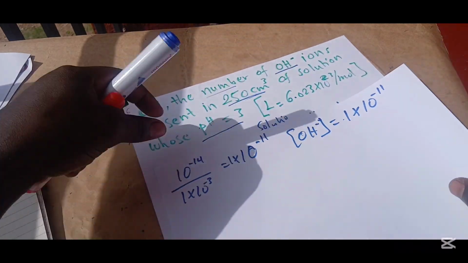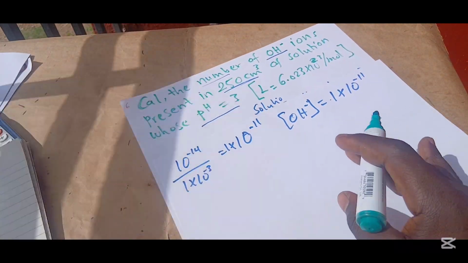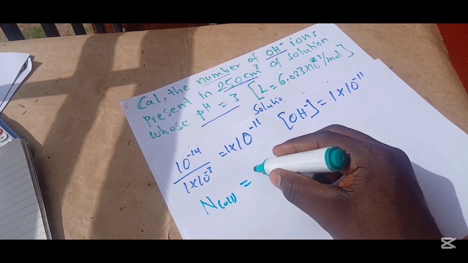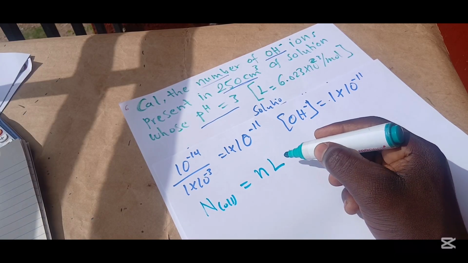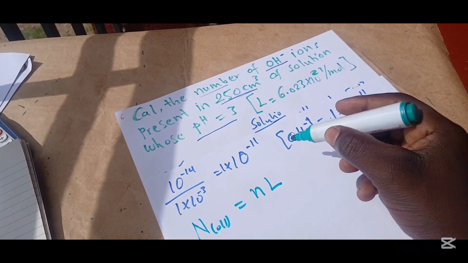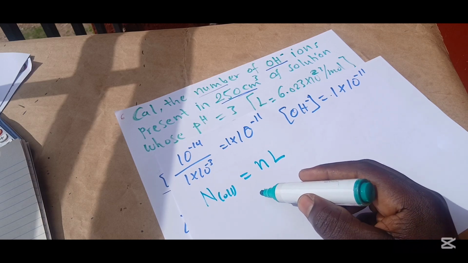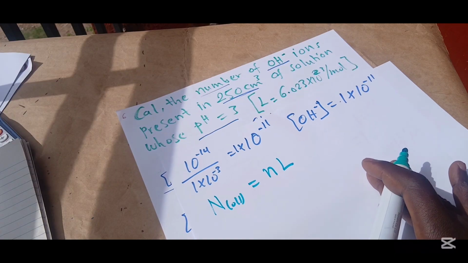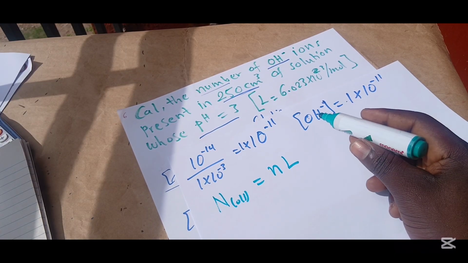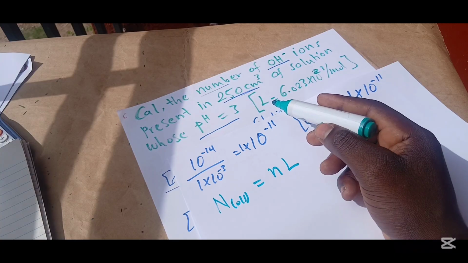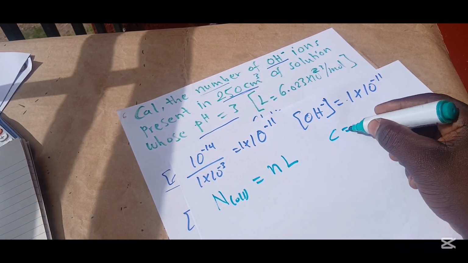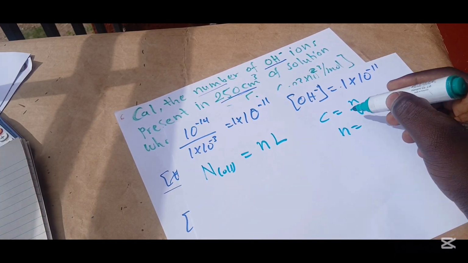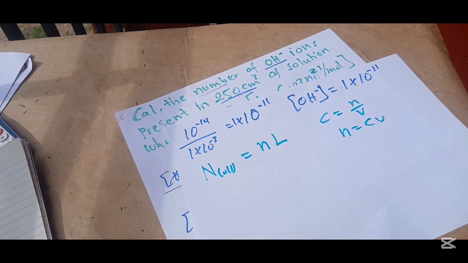But the question said we should calculate the number of OH ions. So the number of OH ions, or number of any entity, is equal to the mole of that entity multiplied by the Avogadro number. In this case, we've been given the Avogadro number, so we need to calculate the mole of OH ions. To calculate the mole of OH ions, we know the concentration of OH ions and we also know the volume given to us. And concentration is equal to mole over volume. So if we simplify this, mole will be equal to concentration multiplied by volume.